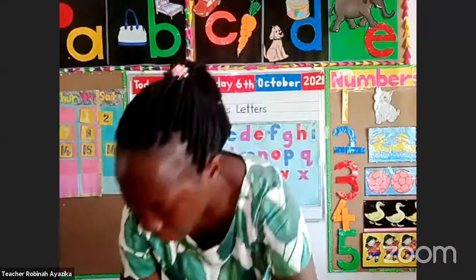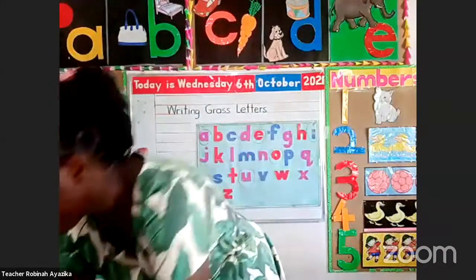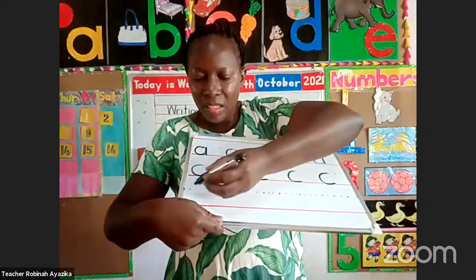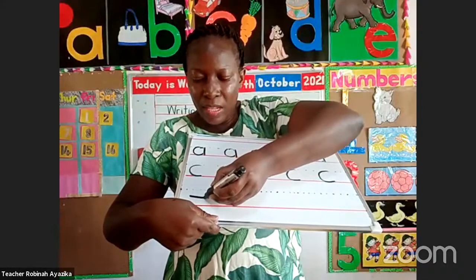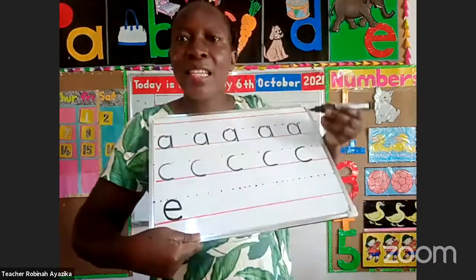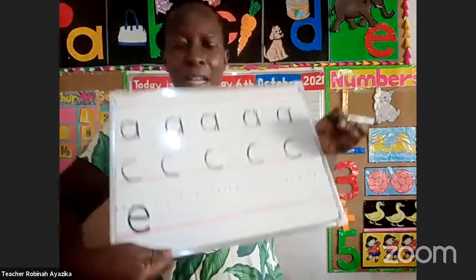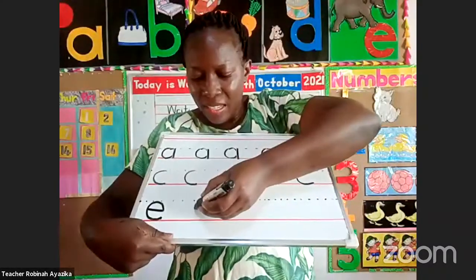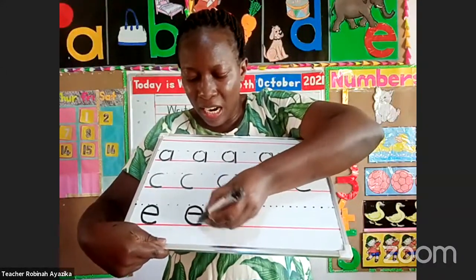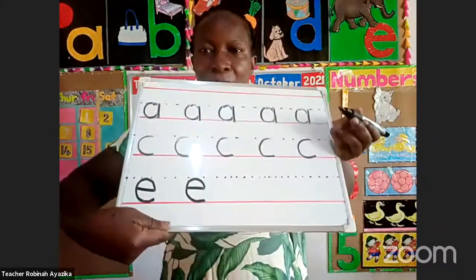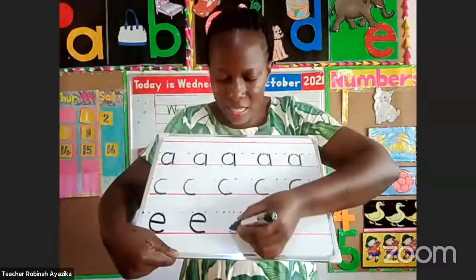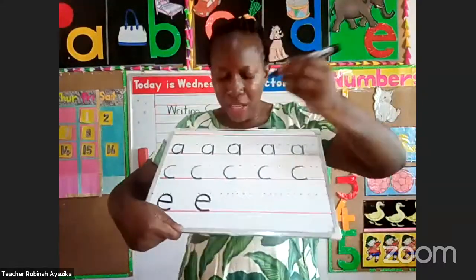Let me get another marker. Small letter E: sleeping line, front curve. It is a grass letter. Sleeping line, front curve. It is a grass letter. It does not touch the line up, just sits nicely and does not go below here.